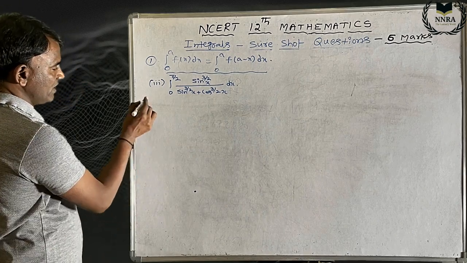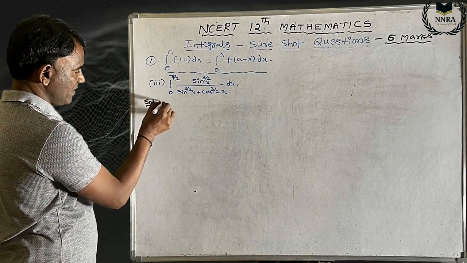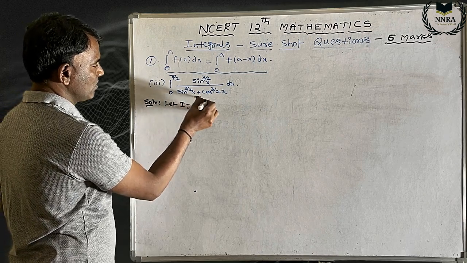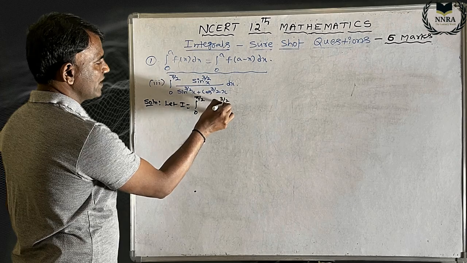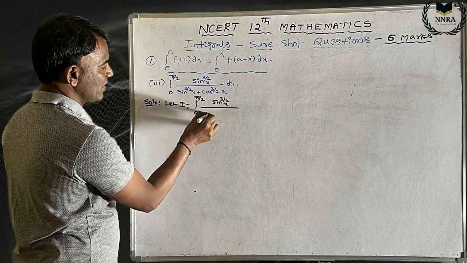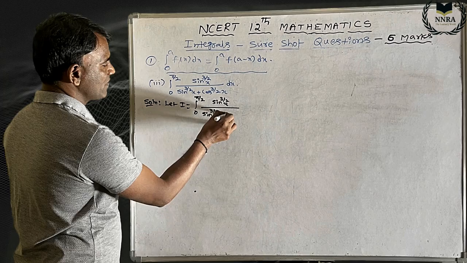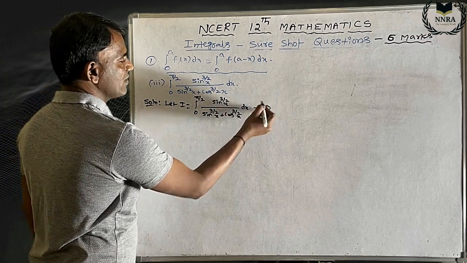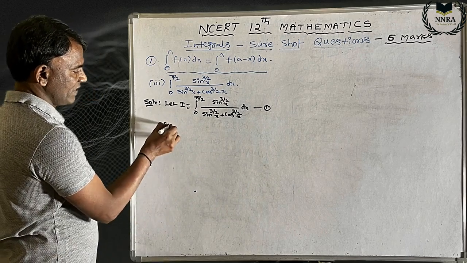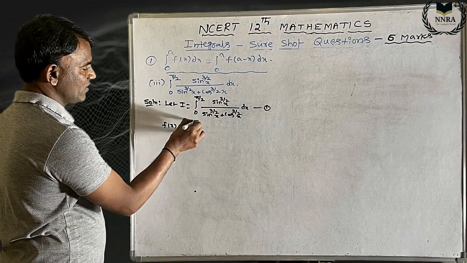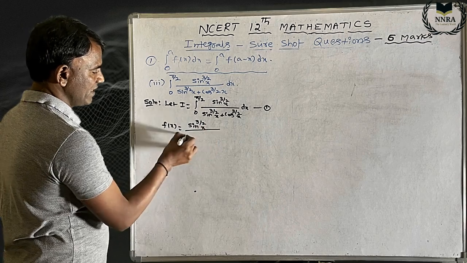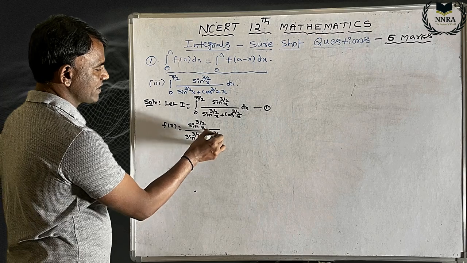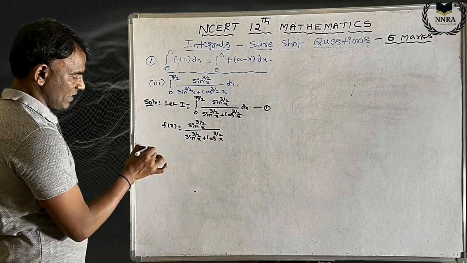Okay, now this is the third one. Same as the previous question. So I equals integral 0 to pi by 2 sin power 3 by 2 x, denominator sin power 3 by 2 x plus cos power 3 by 2 x, into dx. Equation number 1. Now what is f of x? That is sin power 3 by 2 x divided by sin power 3 by 2 x plus cos power 3 by 2 x. Right? Now again write one more I.